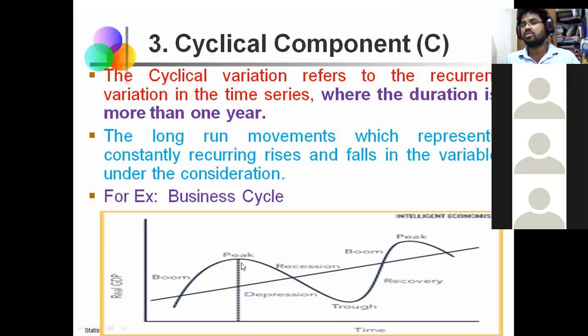It's a boom, then a peak, then it comes down, there is a depreciation or recession, then it becomes a recovery. So this is called cyclical variation or cyclical components.